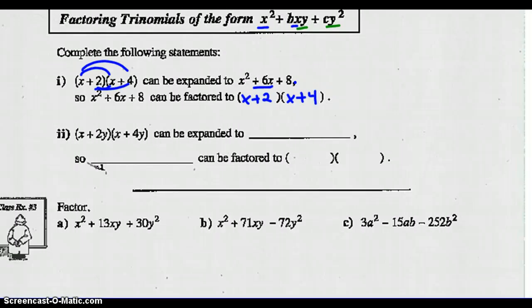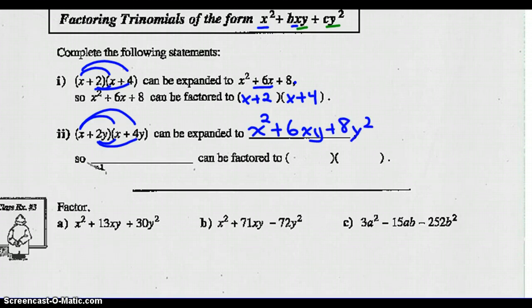Part 2 then says x plus 2y times x plus 4y can be expanded as x times x is x squared. Then I get 4xy plus 2xy gives me a positive 6xy. And then I get 2y times 4y is a positive 8y squared. Looks very similar to the expansion of x plus 2 and x plus 4, except I've added the variable y.